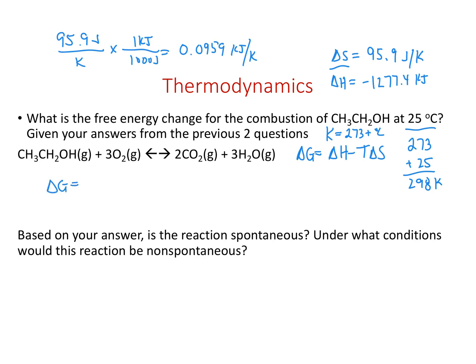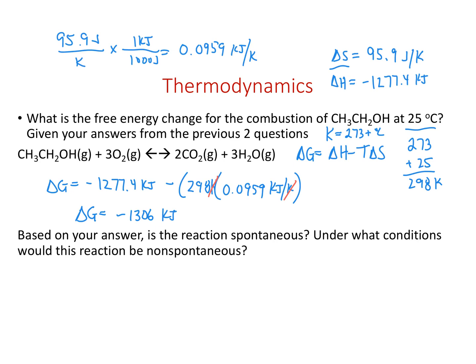Now I can calculate my Gibbs free energy. So delta G equals negative 1277.4 kilojoules minus 298 times 0.0959 kilojoules per Kelvin. So when I multiply, Kelvin cancels out, and then I can subtract, and I'm going to get a delta G for this reaction of approximately negative 1,306 kilojoules.